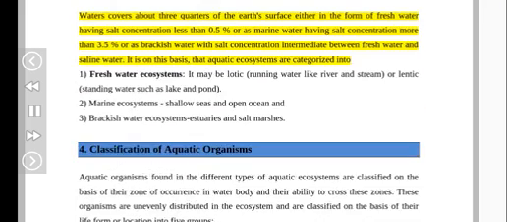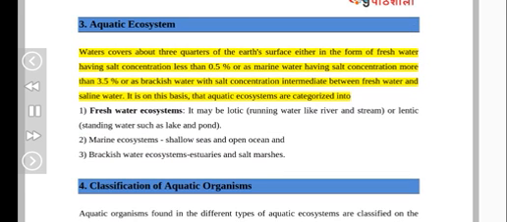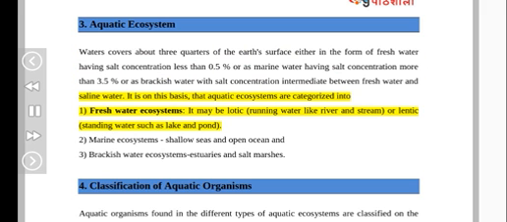3. Aquatic ecosystem. Water covers about 3/4 of the Earth's surface either in the form of fresh water having salt concentration less than 0.5% or as marine water having salt concentration more than 3.5% or as brackish water with salt concentration intermediate between fresh water and saline water. It is on this basis that aquatic ecosystems are categorized into 1. Freshwater ecosystems. It may be lotic, running water like river and stream, or lentic, standing water such as lake and pond. 2. Marine ecosystems, shallow seas and open ocean, and 3. Brackish water ecosystems, estuaries and salt marshes.